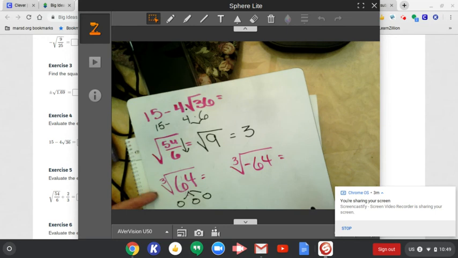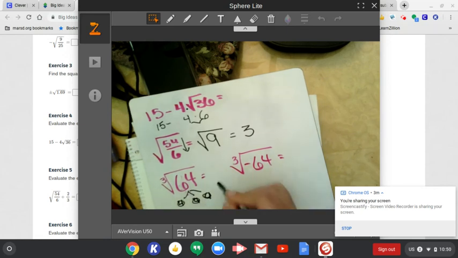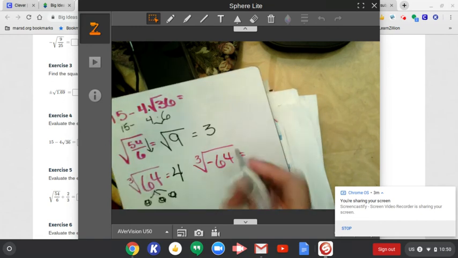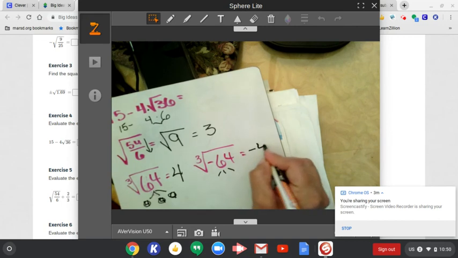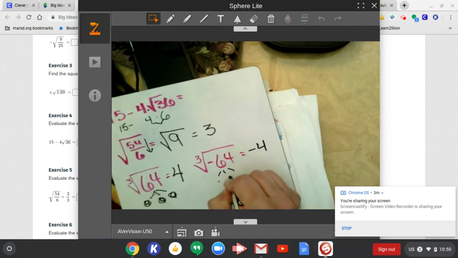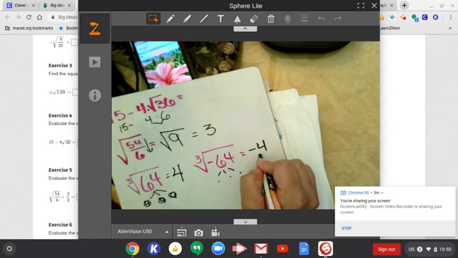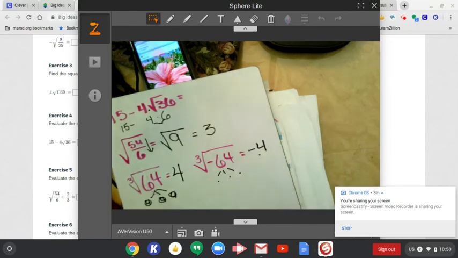So if you don't have a calculator that does cubed roots, you can play around with some numbers. Obviously, it's not 5 because 5 times 5 times 5 is 125, so it has to be less. So I'm going to guess 4. 4 times 4 is 16. 16 times 4 is 64. So the cubed root of 64 is 4. Now, what happens here? We have negative 64. So obviously it's negative 4. Negative 4 times negative 4 times negative 4 equals negative 64. So therefore the answer is negative 4.